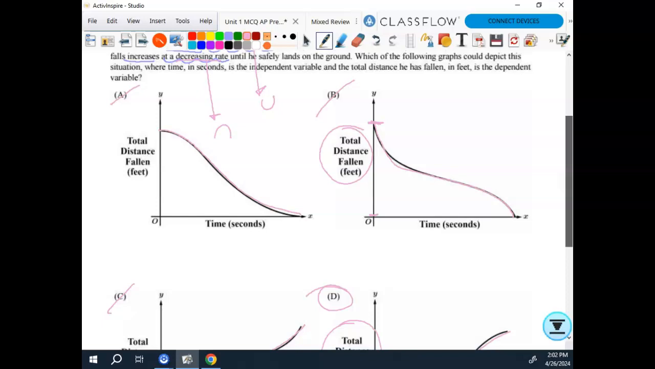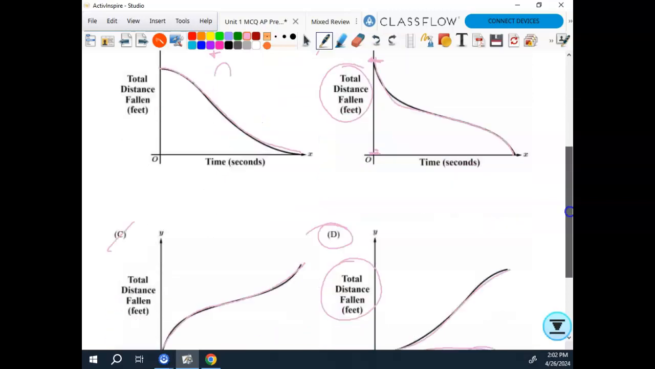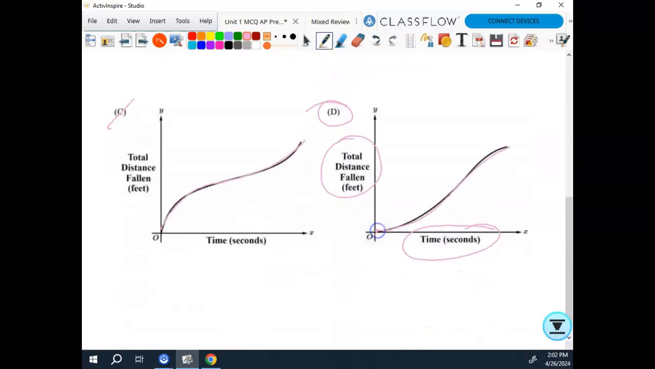No, but it says he's in the plane. He's skydiving. You can't have negative time. When t is 0, he's in the plane. He hasn't jumped yet. He jumps, and when he jumps, he hasn't fallen anything. This has to start at 0, so it has to be D. He hasn't fallen anything. Then the distance he falls increases as time goes on. Okay? All right. Read the next one.